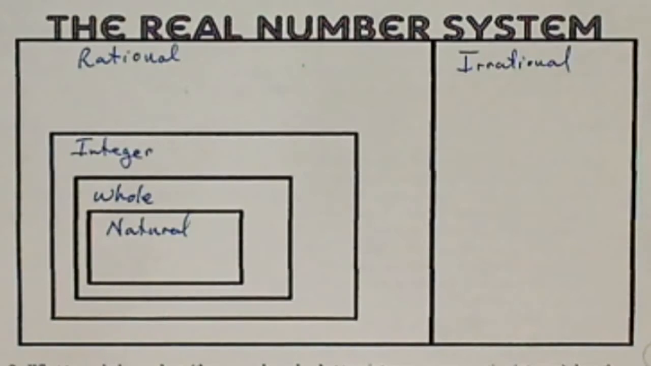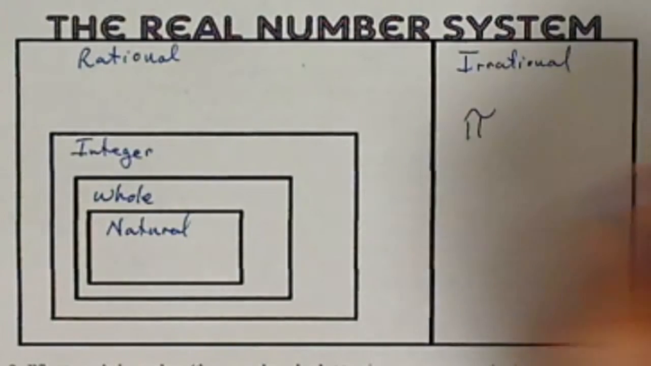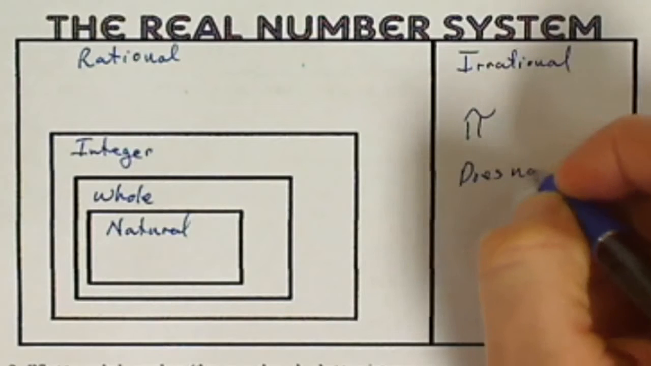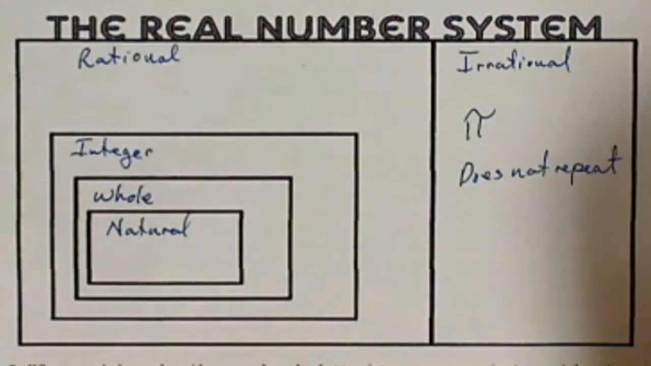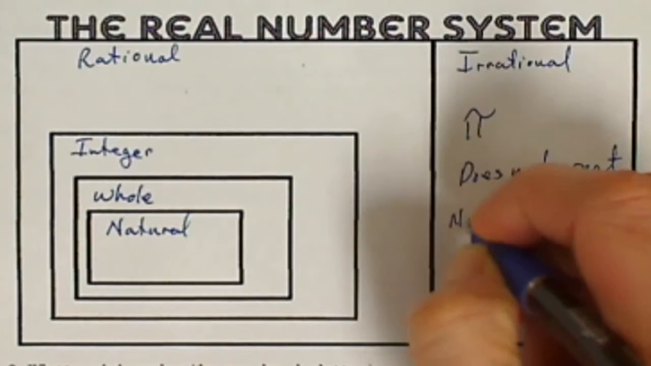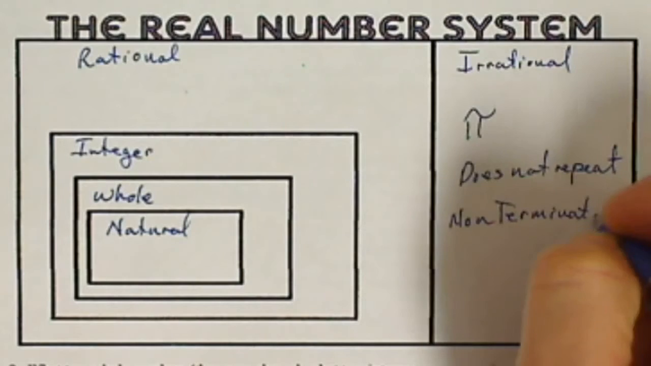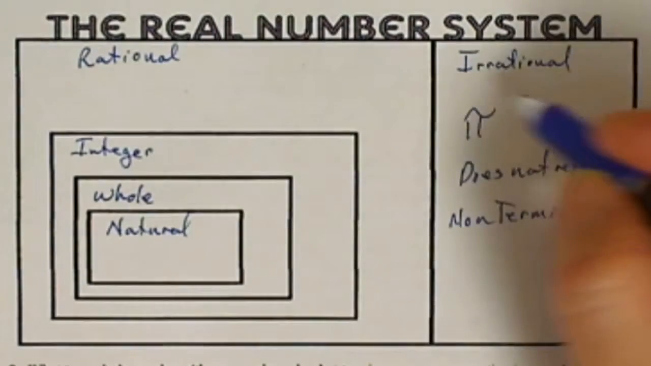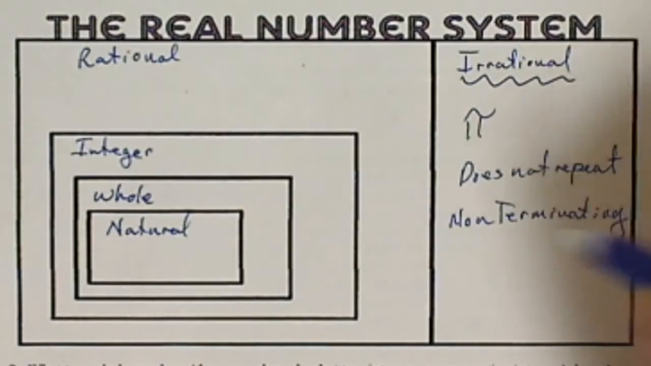That's irrational. An example of irrational would be pi. Pi does not repeat. Okay, and it does not stop. So that means it's non-terminating. Okay, so when you think of irrational numbers, I want you to think of pi, a number that does not repeat and does not terminate.